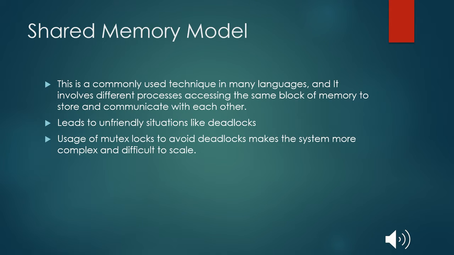We know that using the shared memory concept may lead to some unforeseen situations like deadlocks. To overcome these deadlocks, we use mutex locks. These make the systems more complex and difficult to scale. Even programmers find it difficult to write code using shared memory, and that's why we use mutex locks. So not using mutex locks is what makes Erlang follow its first design goal of concurrency.